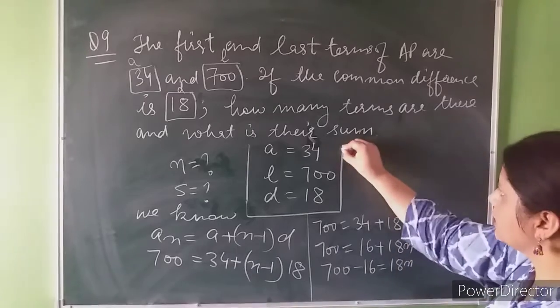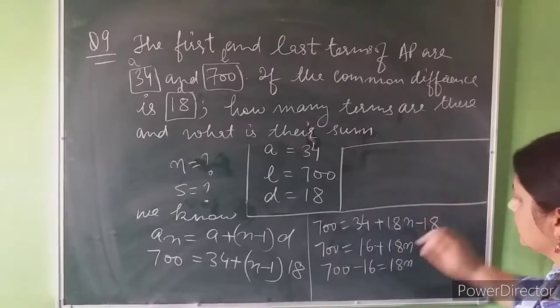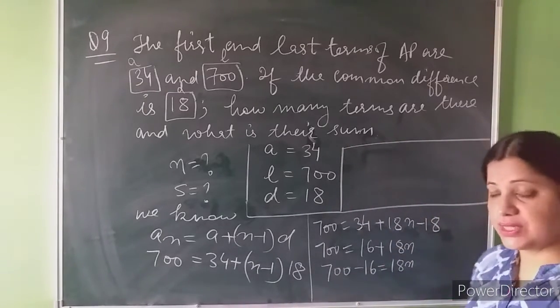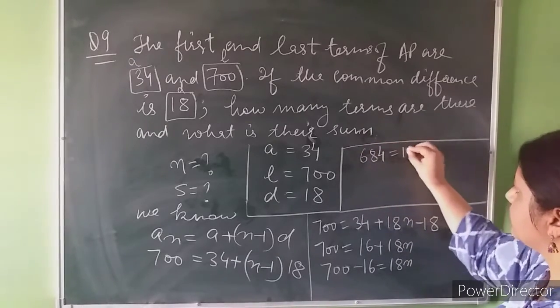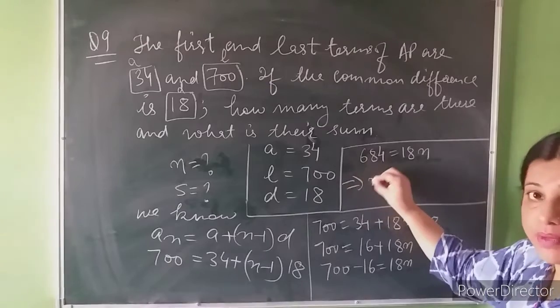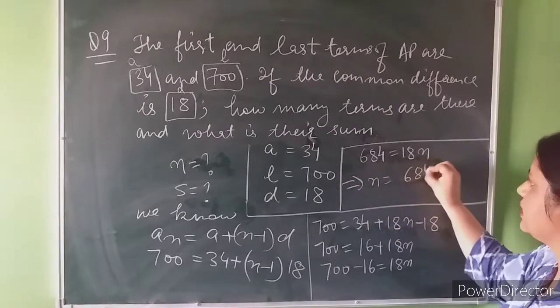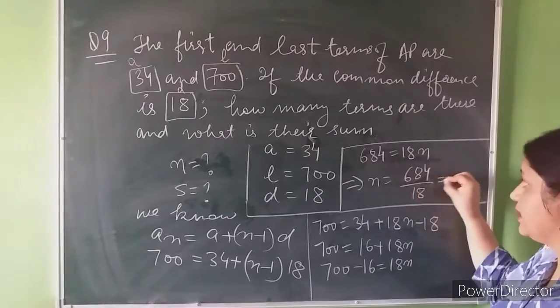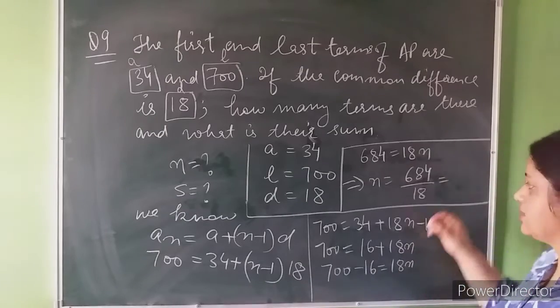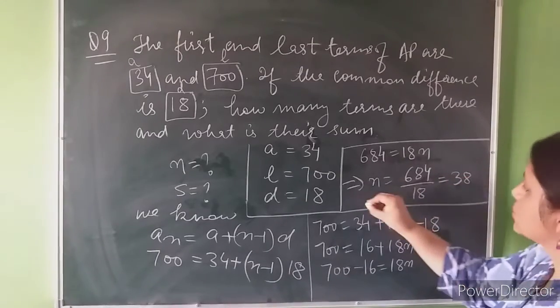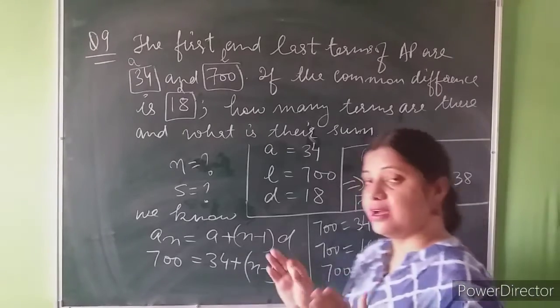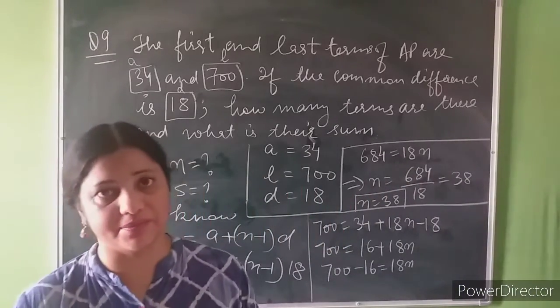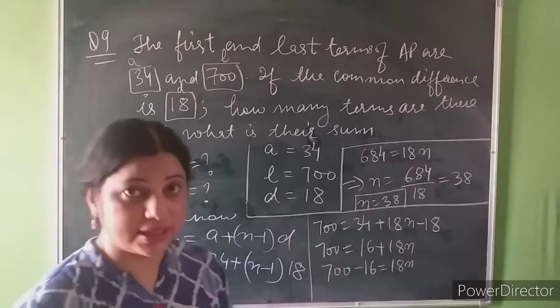Okay, so that now 700 minus 16 will give me 684 is equal to 18n. So what will be n from here? N will be 684 divided by 18, right? And if I divide, the answer would be 38. So n is equal to 38 is our first answer, that is the number of terms. Number of terms n is equal to 38.